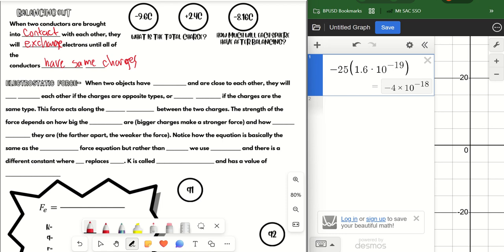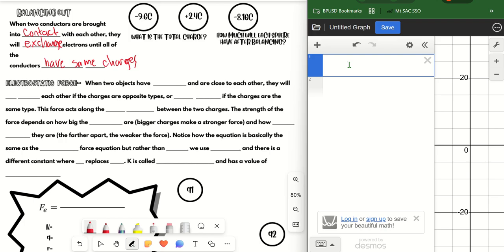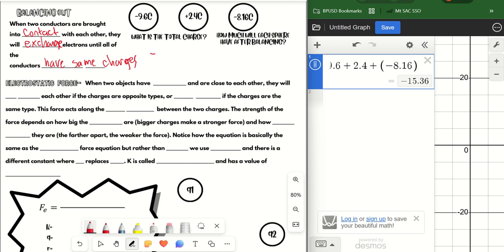All right, so if I'm looking to start off with all of my conductors, this has 3 of them. I could see that my first conductor is going to have negative 9.6 coulombs. My second conductor is going to have positive 2.4. And then my last conductor is going to have a value of negative 8.16 coulombs.